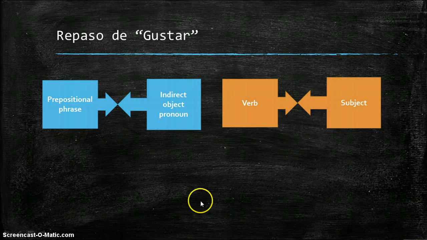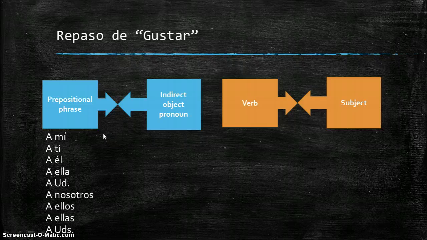So again, here you can see this is the structure of a gustar sentence. Prepositional phrase, indirect object pronoun, verb, subject. Prepositional phrases come in many varieties, and these are the general varieties. We have a mí, a ti, a él, a ella, a usted.